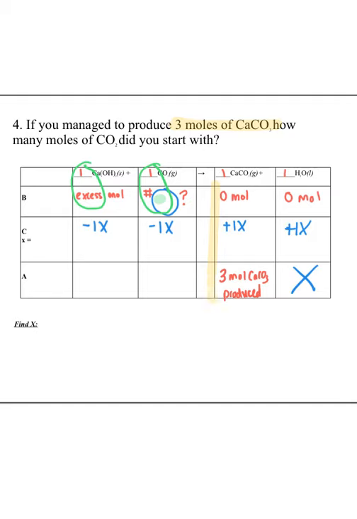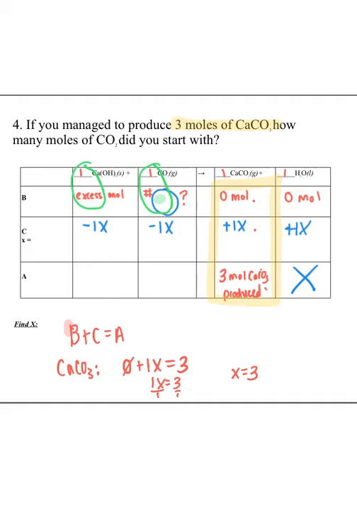We are going to use this column to help us find our x, because remember, B plus C equals A. So for CaCO3, that column, 0 plus 1x equals 3, right? 0 plus 1x equals my A. So if I know this 0 doesn't mean anything, so if I have 1x equal to 3, divide both sides by 1, that means x is going to be equal to 3. That's the only way we could have gotten 3 moles here. So if my x is equal to 3, this one's kind of the one we're focusing on because they gave us information. And we use that to find our x.